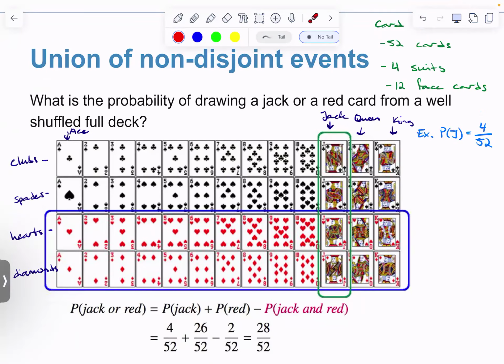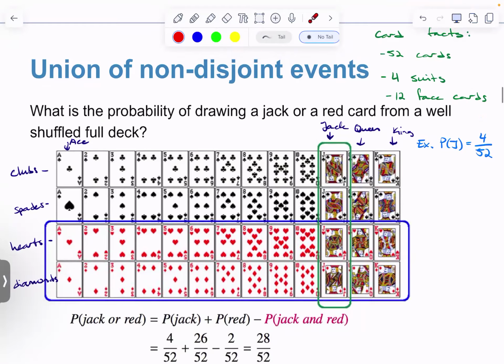So here we have some, oh, and I guess there's only 2 colors, red and black, but hopefully that's obvious, which means that there's 26 of each color.